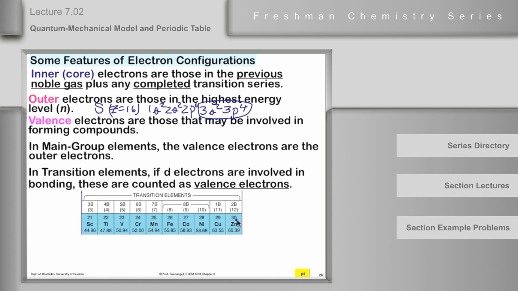But as we get over here to zinc, the d subshell is filled. And once the d subshell is filled, that's a completed transition series, and those electrons become inner electrons once they're filled. If they're not filled, then they are valence. But if the subshell is completely filled, 3d10, 4d10, 5d10, then those are judged as inner electrons or core electrons. Does that make sense to you?